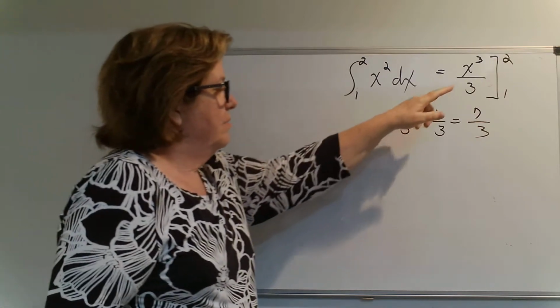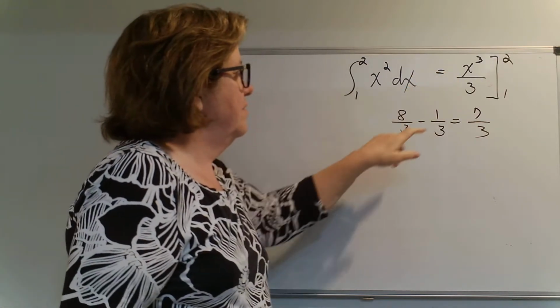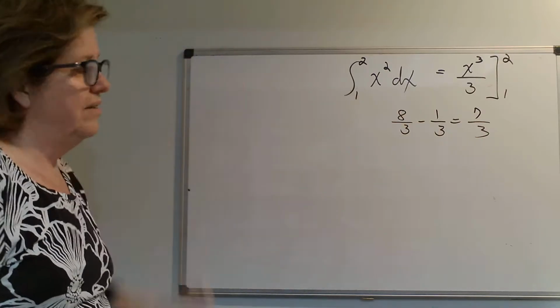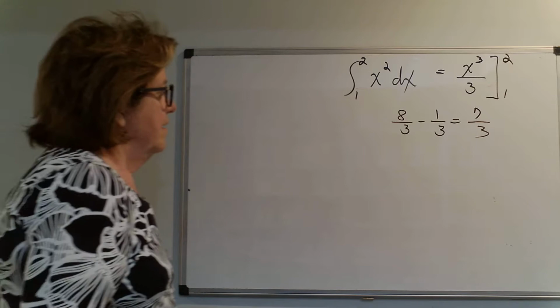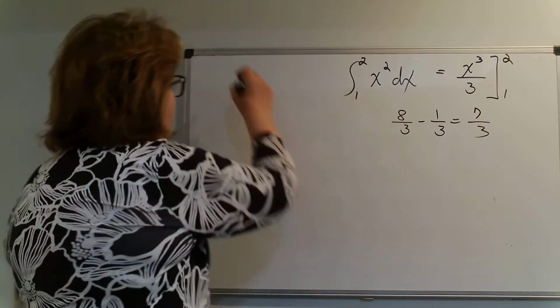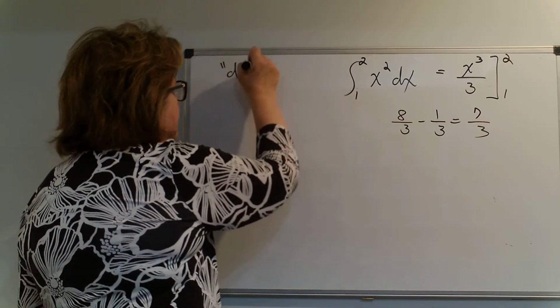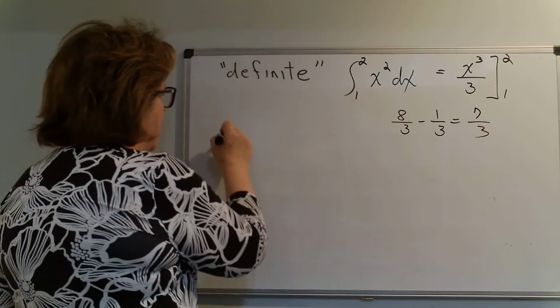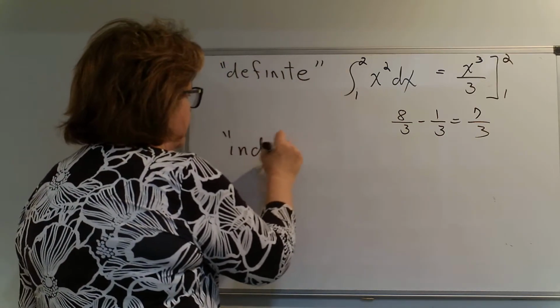So put in a 2 for x, I get 8/3. Put in a 1, I get 1/3. The difference is 7/3. That's the area under the curve. This is called a definite integral. There's also something called an indefinite integral.